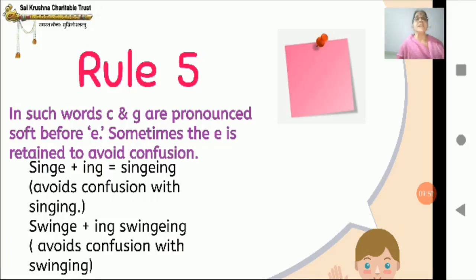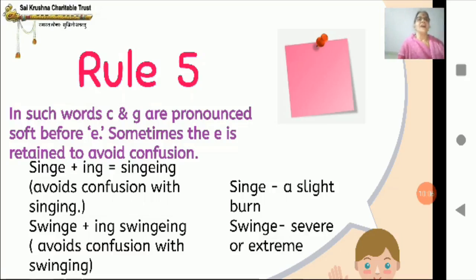We'll see. Swing plus ing, swinging. It avoids confusion with swinging. Singe is a slight burn. When I say singe, it means a slight burn, and swinge is severe or extreme. So what am I doing here? I am holding on to the E. I don't discard it. Is that clear, children?